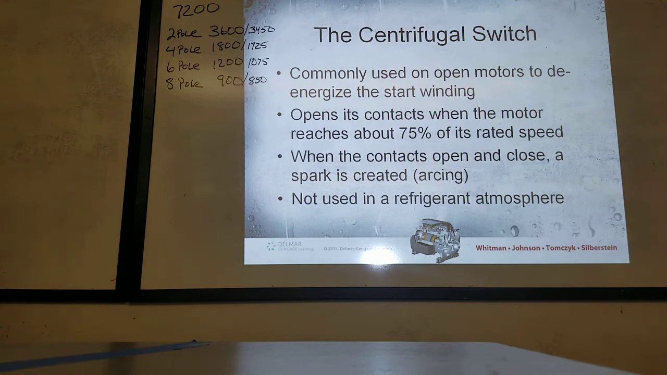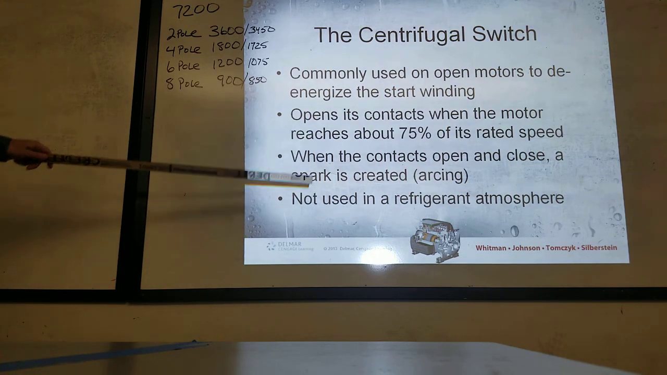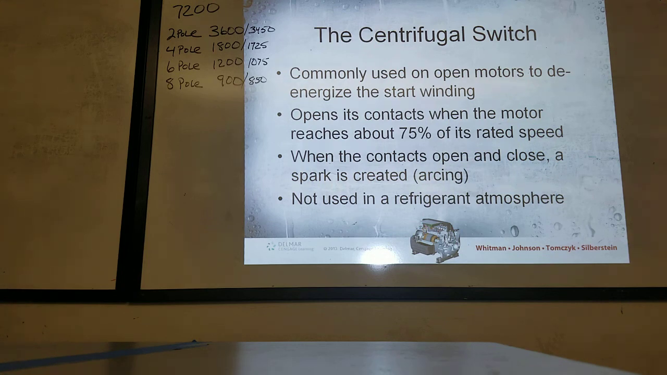There it is. What does that say? The centrifugal switch, commonly used to open motors to de-energize the start winding, opens its contacts when the motor reaches about 75% of its rated speed. When the contacts open and close, a spark is created, arcing, not used in a refrigerant atmosphere. Okay, so the centrifugal switch causes an arc when it opens and closes.